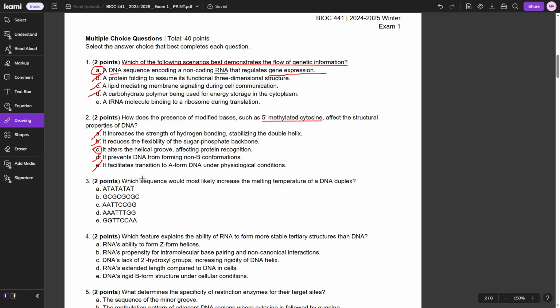Which sequence would be most likely to increase the melting temperature of a DNA duplex? DNA duplex just means DNA double helix, if you want to think about it like that. I'm just looking for anything that has a very high GC content and is very long. So let's look at A. Bunch of A's and T's.